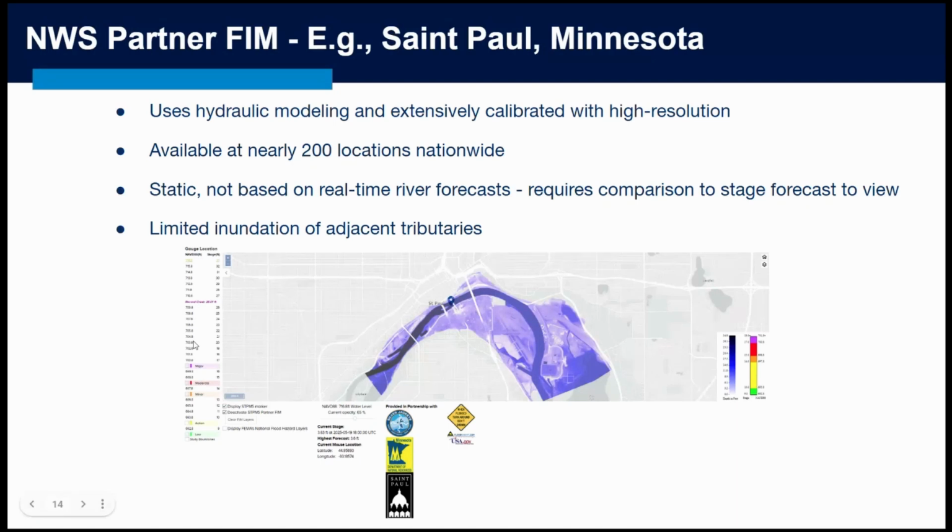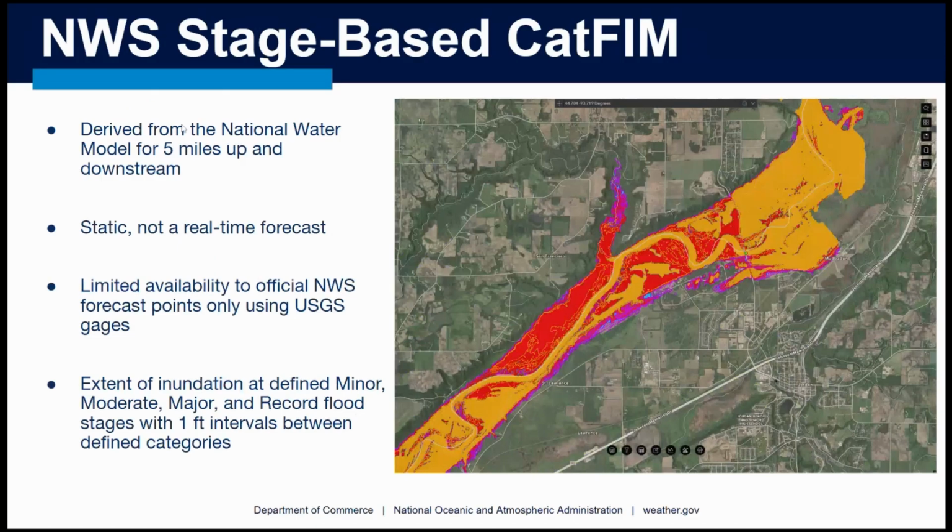On the left, it may be hard to see, but you can click on different stages and just see what the FIM will show you for this stretch in St. Paul. It's not for all of St. Paul. Their domain was limited where they could do this, but this is a high quality level FIM. So I'll move on, because that's only affecting folks in St. Paul.